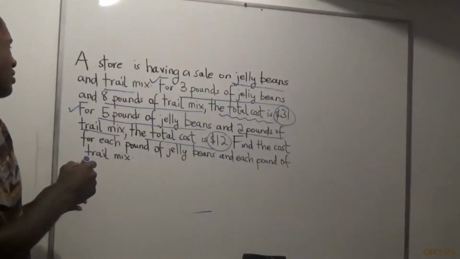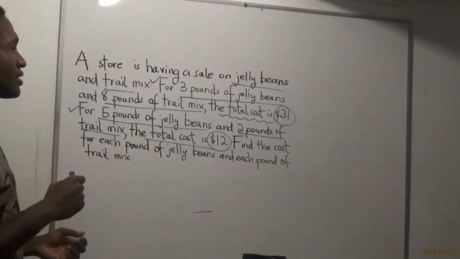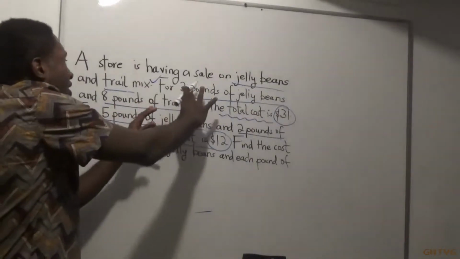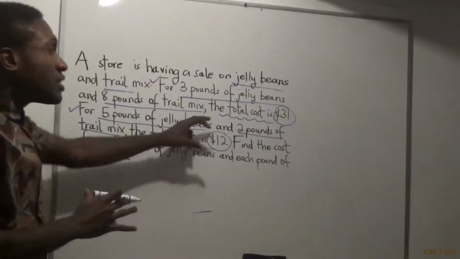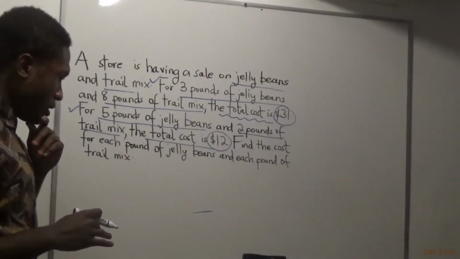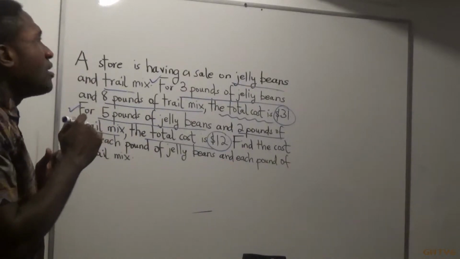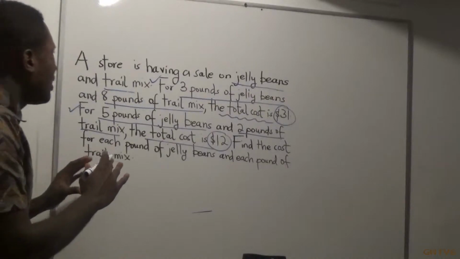And now I'm being asked to find the cost for each pound of jelly beans and each pound of trail mix. So the fact that they talked about these two twice, and each time they gave the total cost, I should be thinking about using the system of linear equations. And this is how it's going to work.